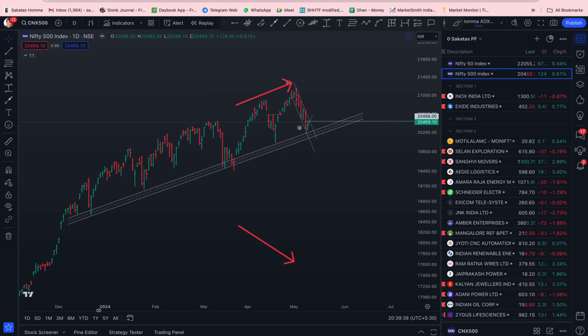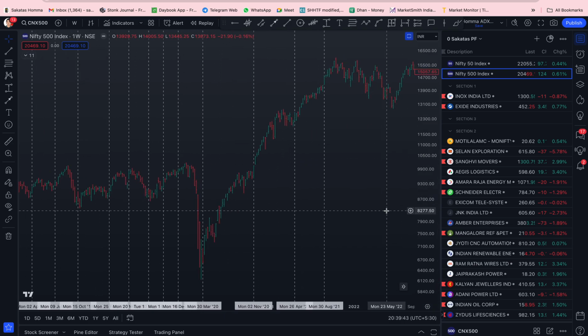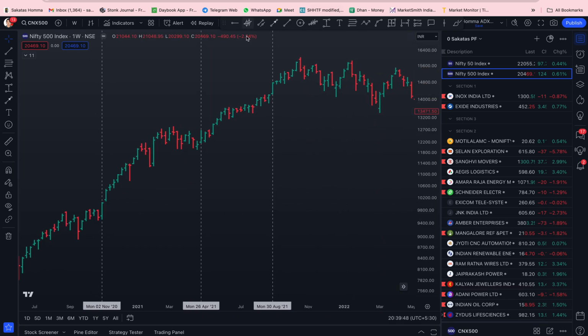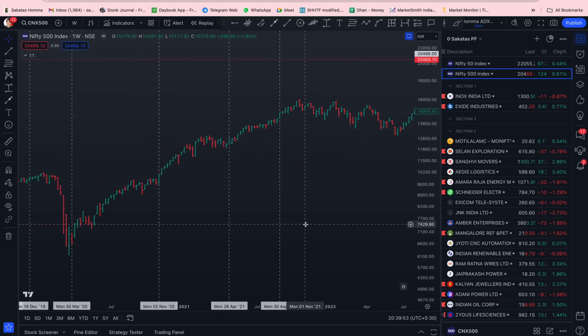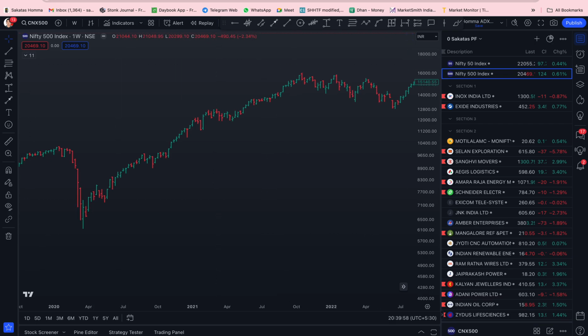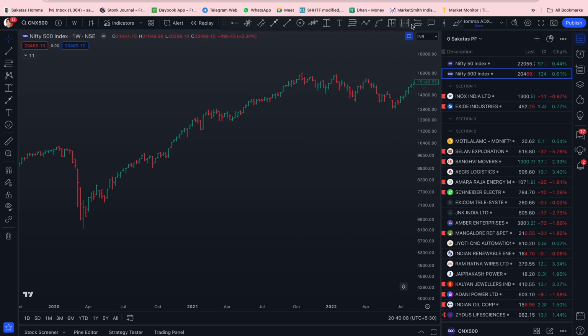So let me quickly go to the weekly time frame and show that period. Okay, so this is what exactly I'm talking about. I think this is the top. Wait, hold on, quickly, okay, let me take this out. So okay, what I'm saying is August 2020, January 2021, June 2021. Okay, so August 2020. So this is the top, one top.